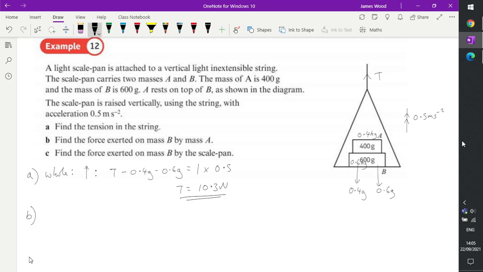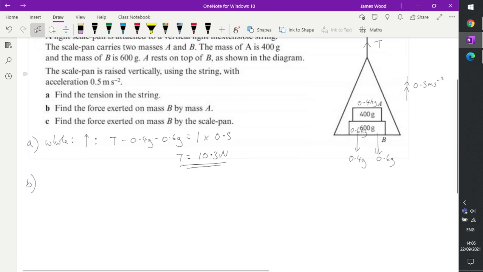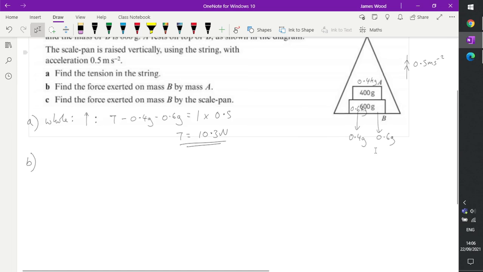Part b, find the force exerted on mass B by mass A. So the force on the bottom box by the top box A. Now, if it wasn't accelerating upwards, so if these were just objects on the ground, the force exerted on the bottom box by the top one, well, that would just be the weight of the top box. That seems straightforward. But because we're accelerating, that makes things a bit more confusing.